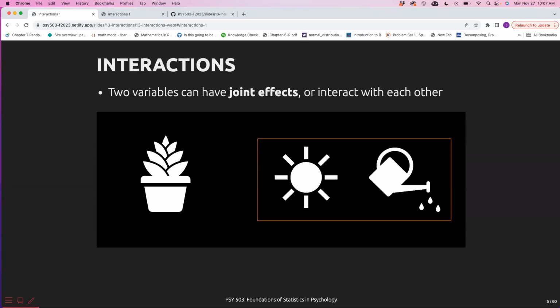So what does it mean to have joint effects or interaction effects? If we look at the relationship between sunshine and plant growth, what we're saying is that this relationship depends on this third variable, which is water. Or alternatively, we can say that the relationship between water and plant growth depends on the amount of sunshine. That's an interaction effect in a nutshell.